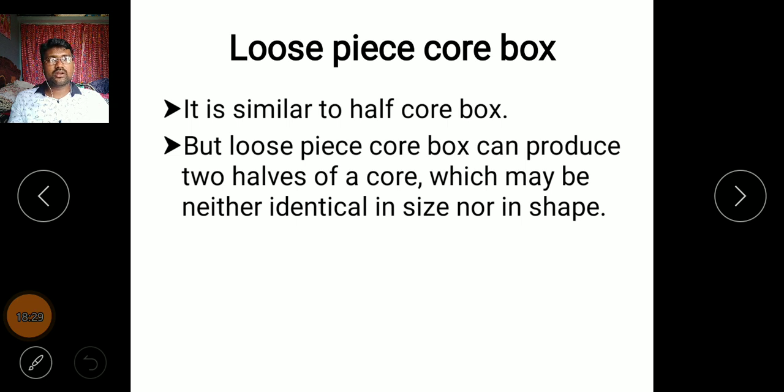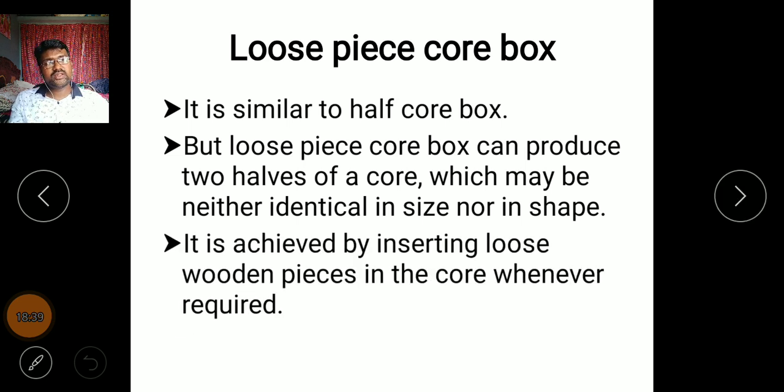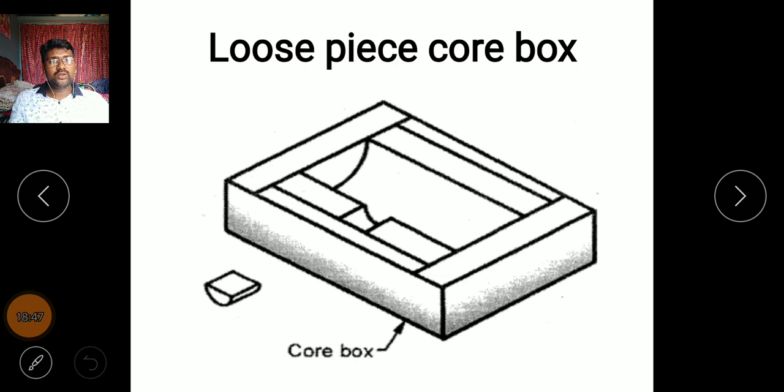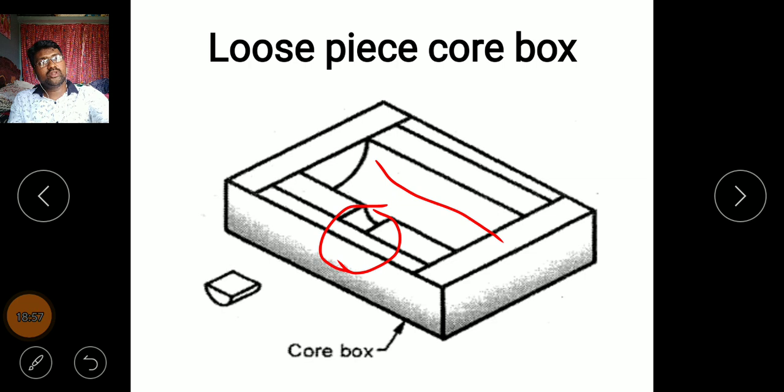The loose piece, we already discussed in the loose piece pattern. In the same way, we are also making a core, that is loose piece core box. That is, it is achieved by inserting loose wooden pieces in the core when required. Observed in the diagram. Here it is about the split core, already discussed in the first category, but here we are attaching one small loose piece to the core during the manufacturing. We'll get the loose piece core by using the loose piece core box.